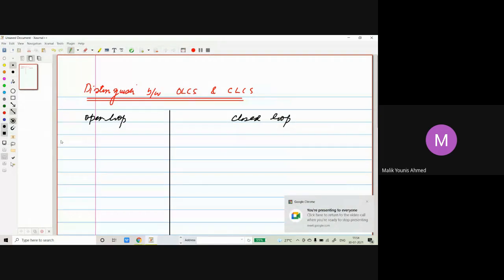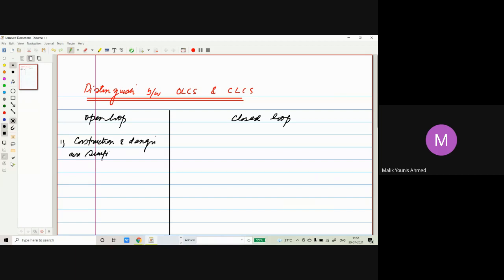First point in open loop is construction and design are simple and hence less expensive. So in this, construction and design are simple. So simple construction is there, no feedback, nothing else, which makes it less expensive. So economically less expensive. This is one thing.